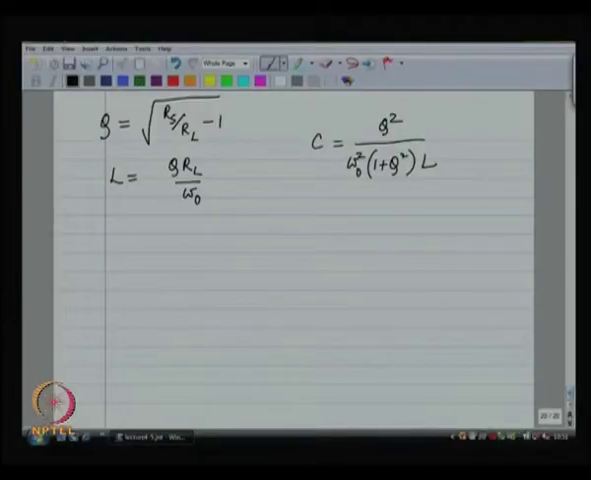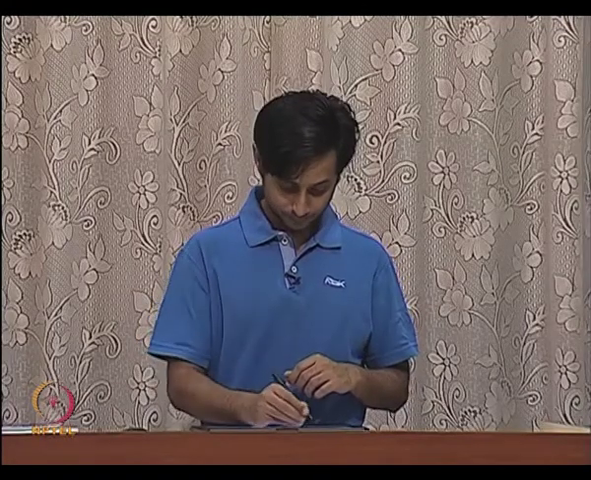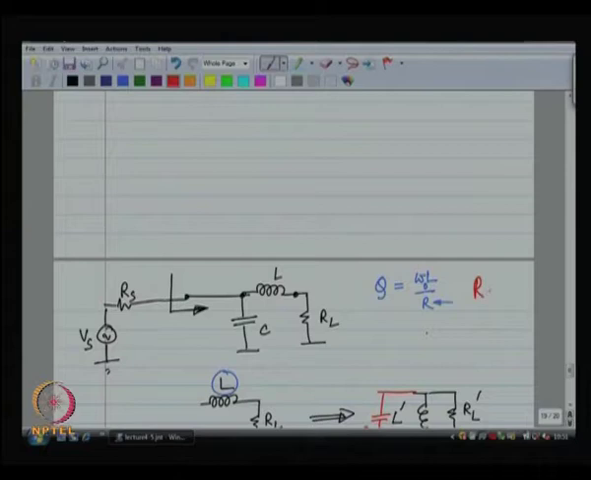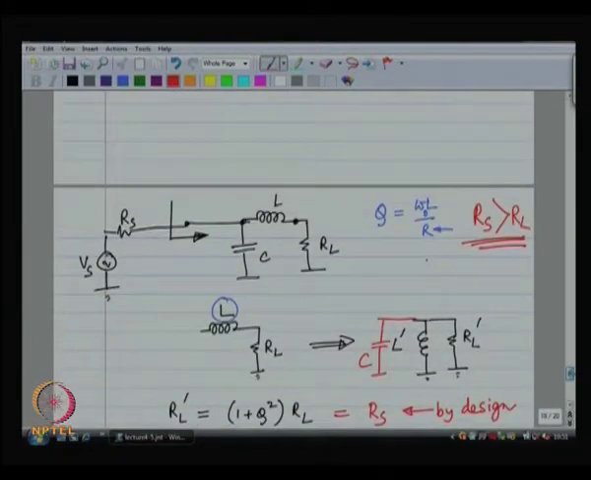This network, this matching network does not work when R L is more than R S, in which case the previous matching network works. This matching network works only when R S is more than R L. Fine. What else can we do?